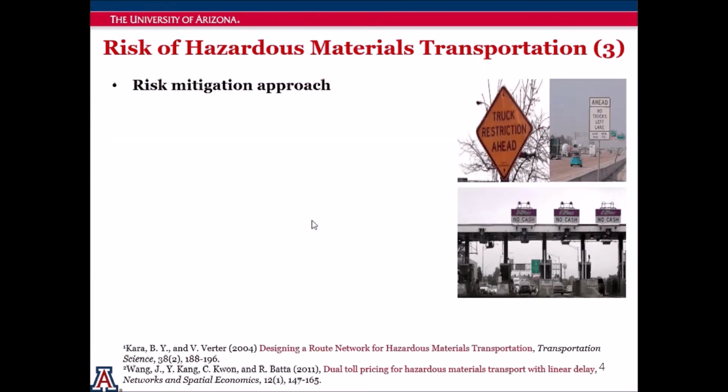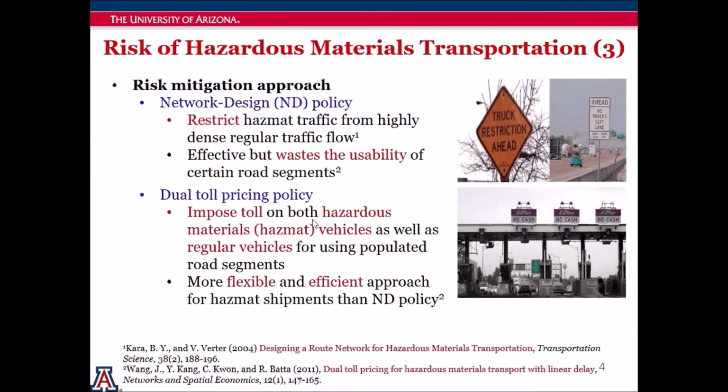So there are two ways to mitigate this hazmat transportation risk. One is a network design policy. Another is a dual toll pricing policy. Network design is very simple. We can restrict hazmat traffic from the highly dense regular traffic flow, so that regular traffic is separate from hazmat traffic. Technically, it can very effectively reduce the risk using truck restriction areas. But we waste the usability of certain road segments, because in order to increase the utility of the roadway, it should be used by all types of vehicles.